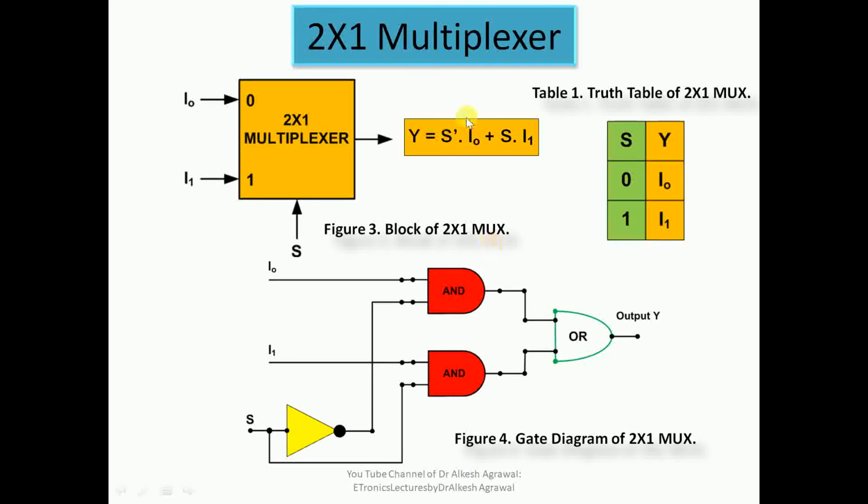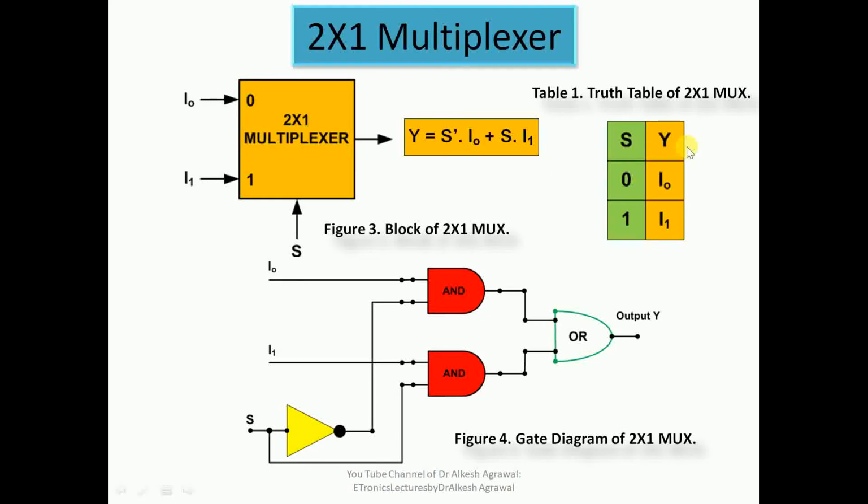Let us first discuss the 2 cross 1 multiplexer. As the name suggests, it has two inputs and one output. The selection line selects which input channel is to be selected, and the information coming on that input channel is forwarded onto the output channel. When the selection input is 0, the information coming on channel 0, I0, will be selected and forwarded onto the output. Here in the truth table, when S is 0, output is I0. When S is 1, output is I1. So when S is 1, the information coming onto channel 1, that is I1, will be forwarded onto the output channel.